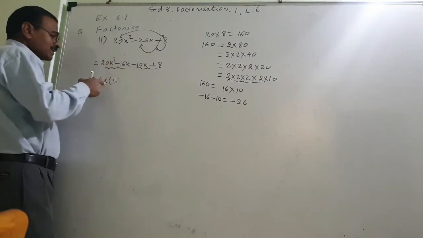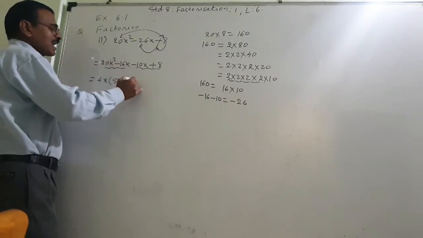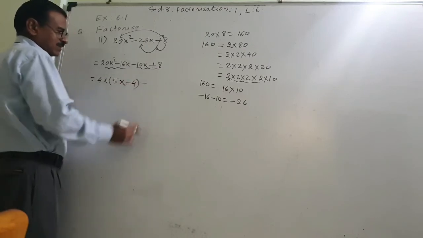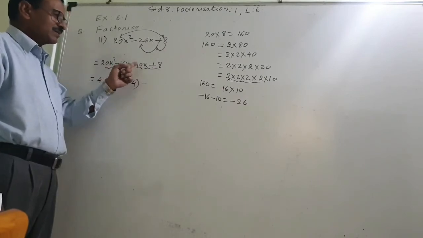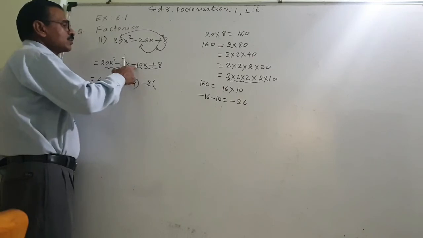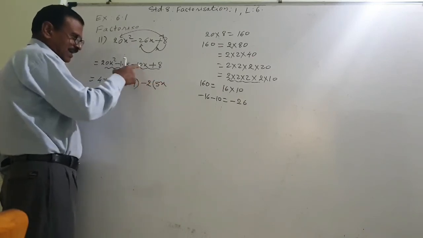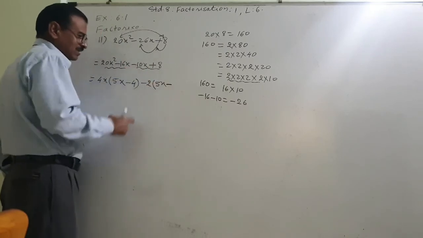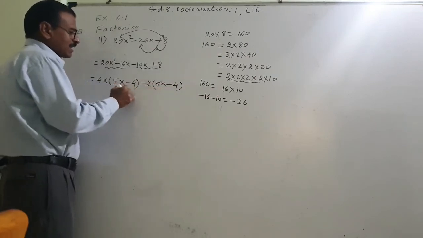x into x taken, x remains, minus. 4 4s are 16, x is already taken out, minus. Now by what can I divide? By 2 I can divide this, by 2 I can divide this. That means 2 is common. So 2 5s are 10, 2 5s are 10. x remains. Minus is taken, so this sign will become minus. 2 4s are 8. See, these two brackets are same.